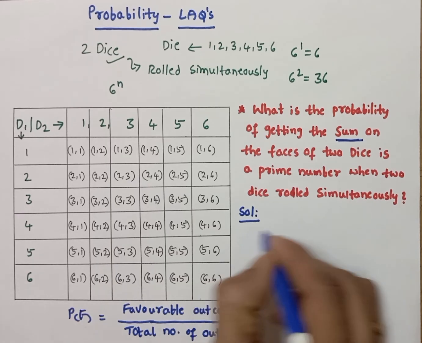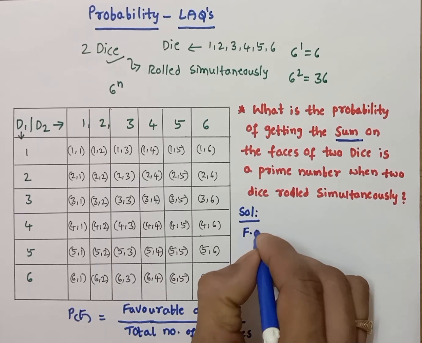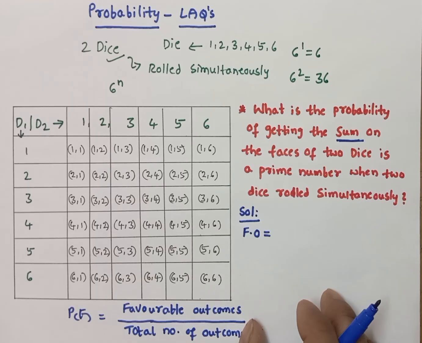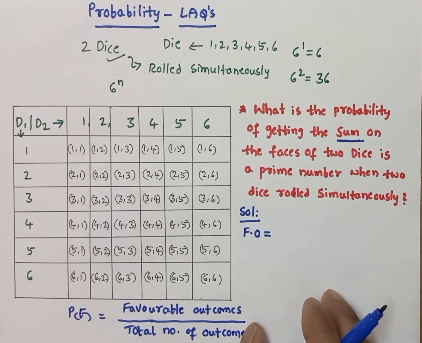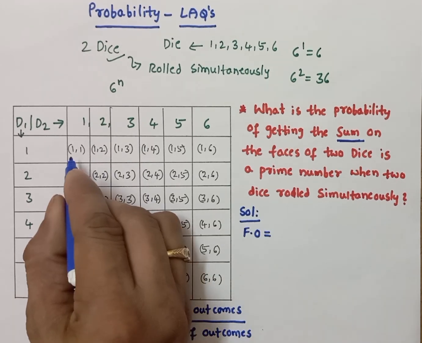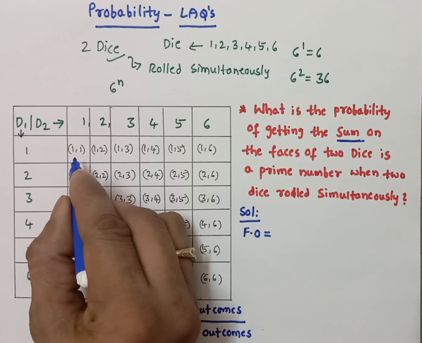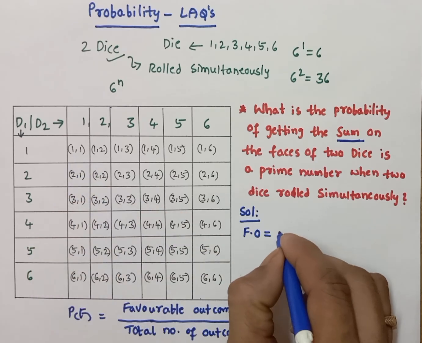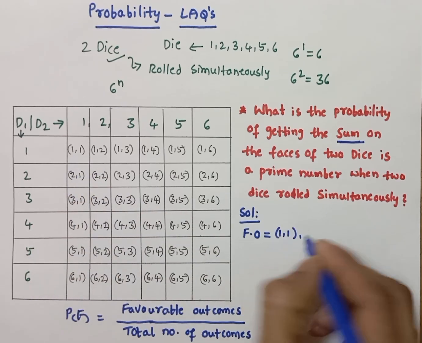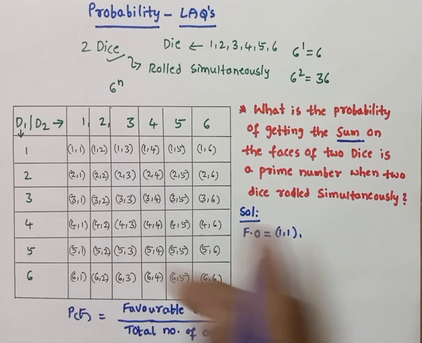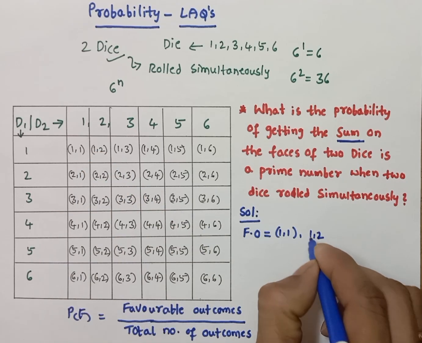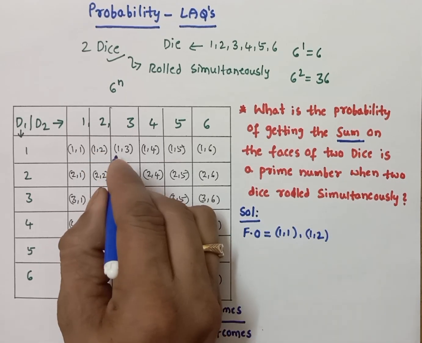Let us take the favorable outcomes first. I'm using the short form here. The sum should be a prime number. First I'm taking 1 comma 1. 1 plus 1 is equal to 2, and that is a prime number, so you can consider 1 comma 1. Next, 1 plus 2 is 3, which is also a prime number, so you can consider it. 1 plus 3 is 4.